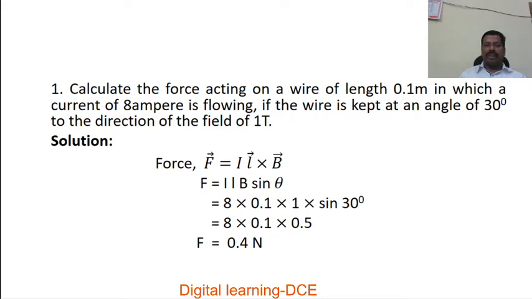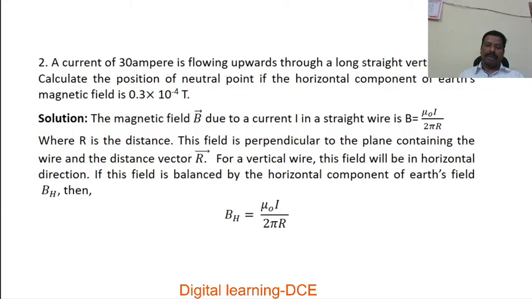Now we are going to use the formula for the mechanical force exerted by the straight current carrying conductor. That is given by F is equal to I into L cross B, that is ILB sin theta. Now substitute the values of I, L, B and sin theta. Then we get 8 into 0.1 into 1 into sin 30 degree. Then 8 into 0.1 into 0.5, that is 0.4 Newton. A simple problem that may be asked for 2 marks in the examination.